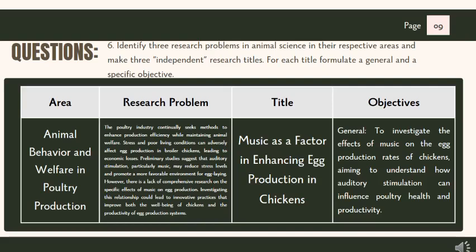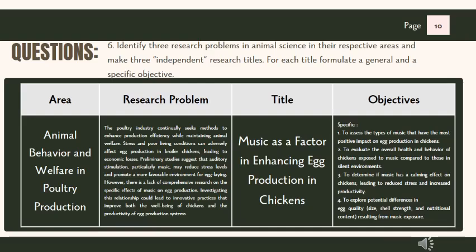Second, title, music as a factor in enhancing egg production in chicken. Area, animal behavior and welfare in poultry production. Research problem, the poultry industry continuously seeks methods to enhance production efficiency while maintaining animal welfare. Stress and poor living conditions can adversely affect egg production in chickens, leading to economic loss. General objective, to investigate the effect of music on egg production rates of chicken, aiming to understand how auditory stimulation can influence poultry health and productivity.